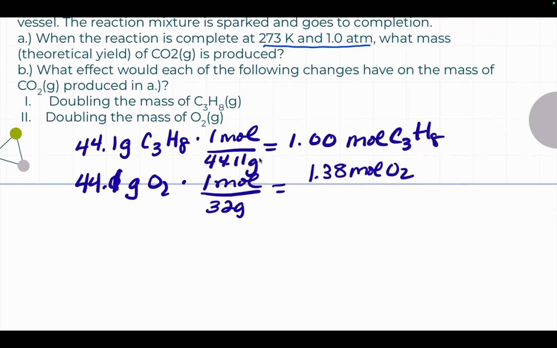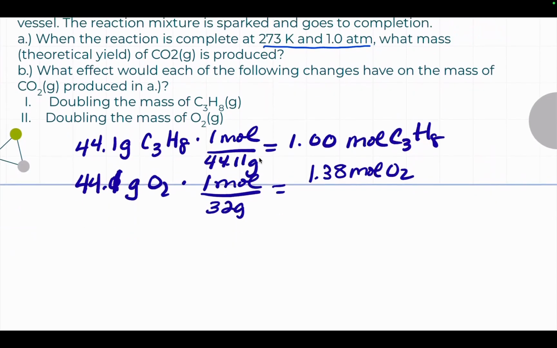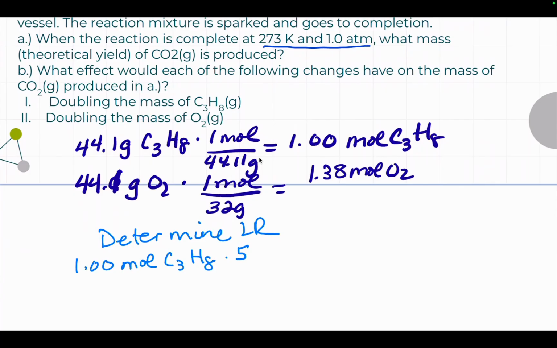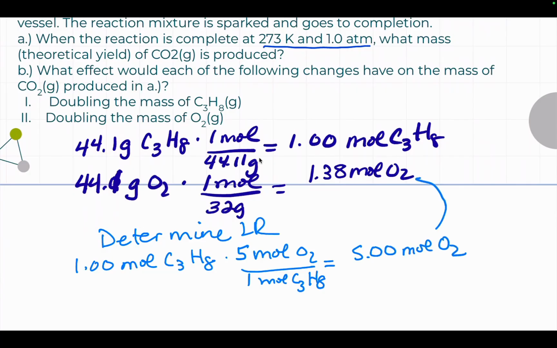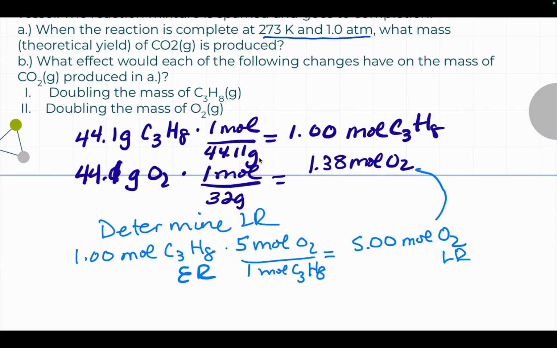So now that I'm there, if I want to determine my LR, I'm going to do it both ways for you. If I want to react all that 1 mole of propane, I would need 5 moles of oxygen. And you can see that I don't have that. So I know the oxygen is limiting, the propane is in excess. Let's go the other way just to confirm.